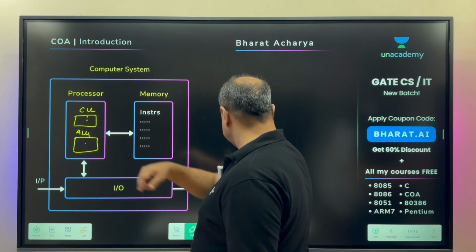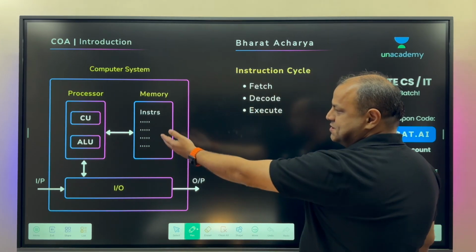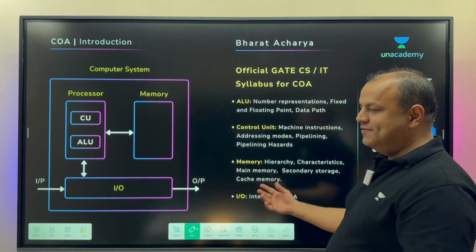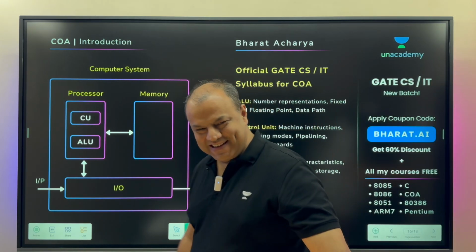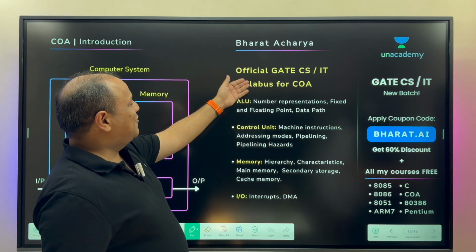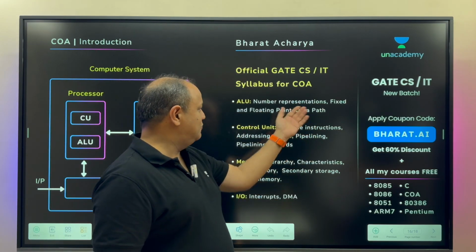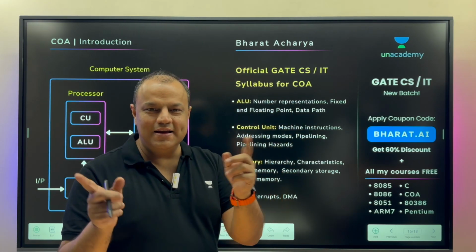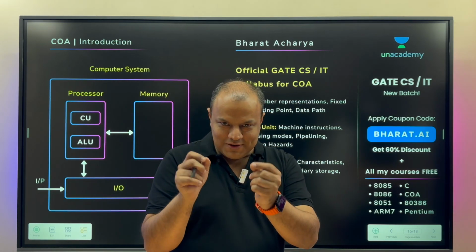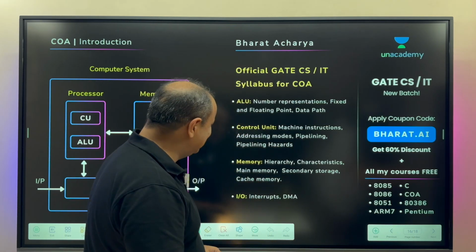So, now that I have given the whole introduction, this is your instruction cycle, your processor has your control unit and your ALU. This is your syllabus. Come, pay attention. I'm winding the lecture now. The official GATE syllabus. ALU, first we'll see how numbers are represented, both fixed and floating point, and see the data path, how there are registers and they feed the numbers into the ALU and the basic circuit of the ALU, which mainly involves adder circuits.